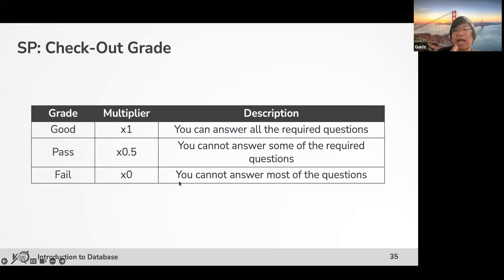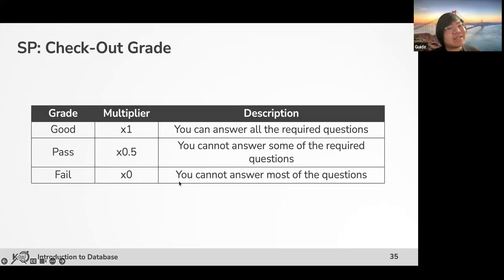Also, for the checkout, we're going to give you a multiplier to the grade. There are only three multipliers: good, pass, and fail. Good is x1, pass is 0.5x, fail is zero. The checkout will be easier to get good than the requirement of the good last semester. So I expect most of you to get good, some of you to get pass.